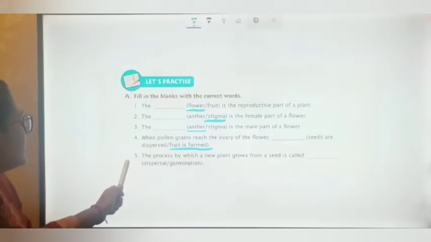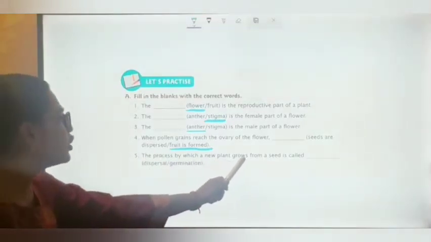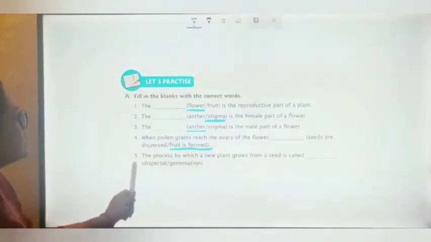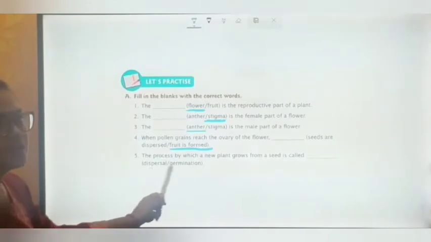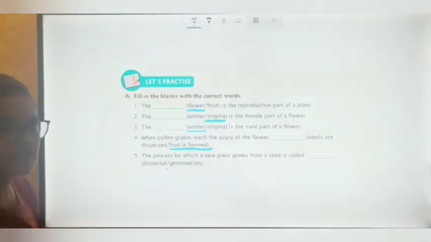Now the last one. The process by which a new plant grows from a seed is called, which process is this? Two options are given, dispersal and germination. Which is this process? Germination. Yes. So we will underline germination.